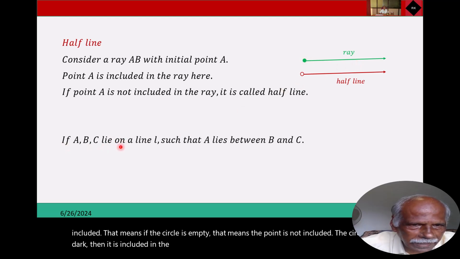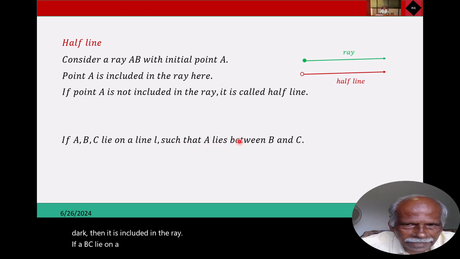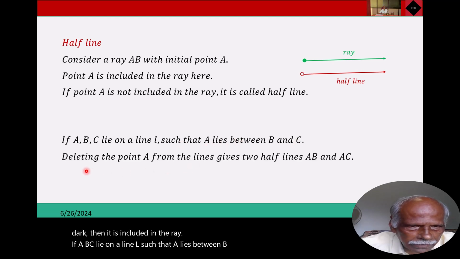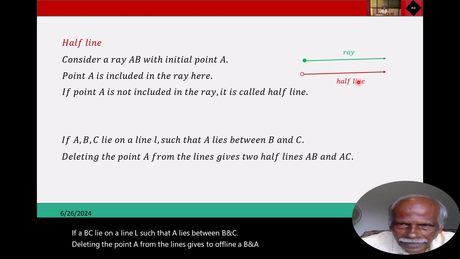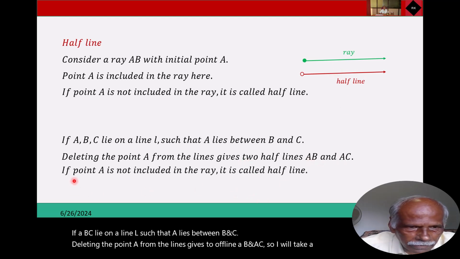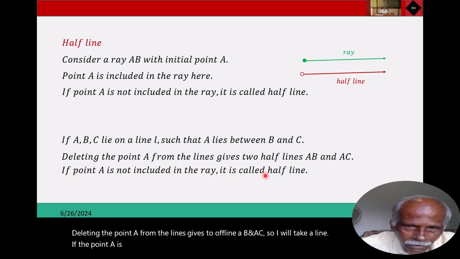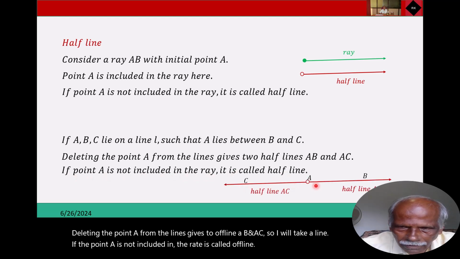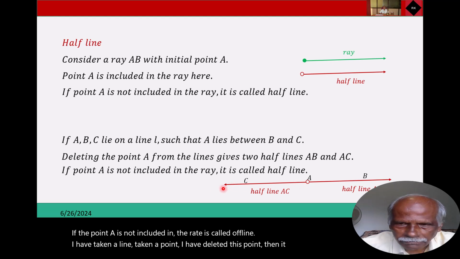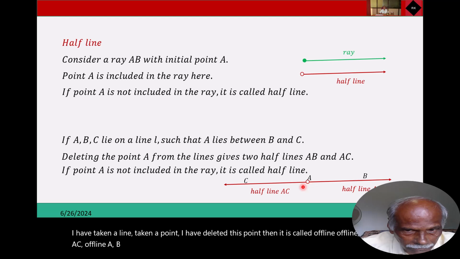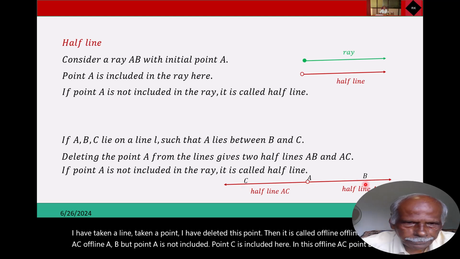If A, B, C lie on a line L such that A lies between B and C, deleting the point A from the line gives two open rays AB and AC. So I will take a line. If the point A is not included in the ray, it is called an open ray. See, I have taken a line, taken a point, I have deleted this point, then it is called an open ray. Open ray AC, open ray AB. But point A is not included. Point C is included here in this open ray AC. Point B is included in the open ray AB.